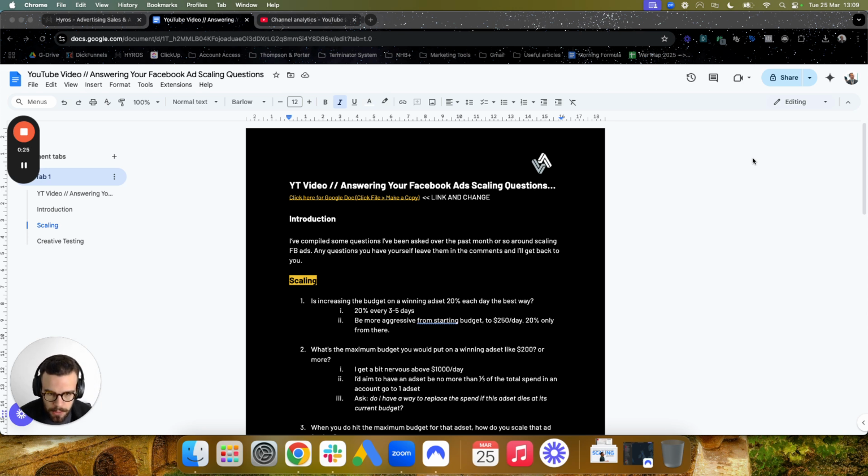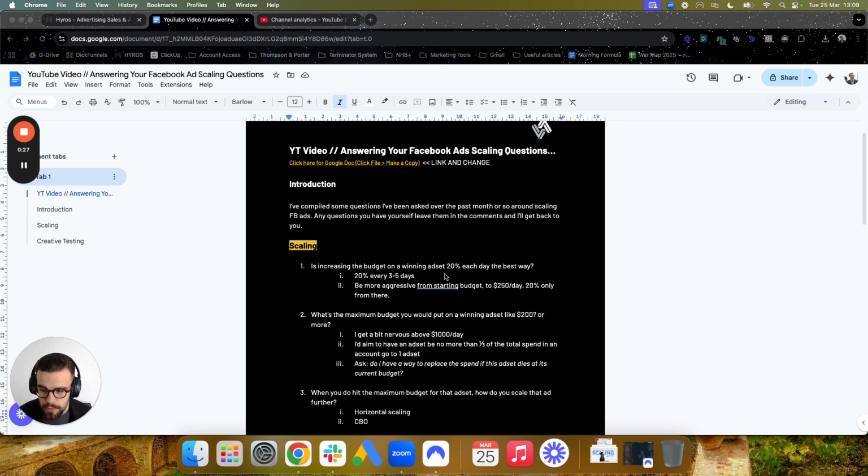So starting off with the meat and potatoes at the top. When it comes to what I would call vertical scaling, which is essentially increasing the budget on a single ad set, should you just increase it 20% every day? I think this is too aggressive, especially at a consistently high budget.